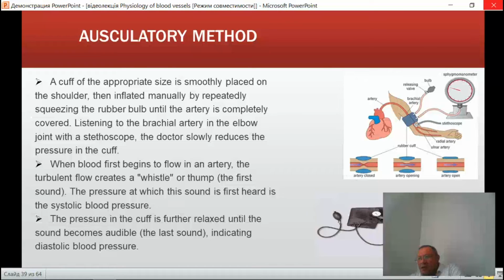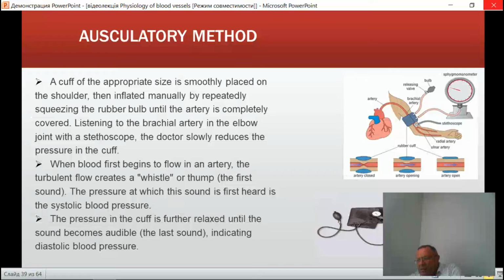A cuff of the appropriate size is smoothly placed on the arm, then inflated manually by repeatedly squeezing the rubber bulb until the artery is completely compressed. Listening to the brachial artery at the elbow joint with a stethoscope, the doctor slowly reduces the pressure in the cuff.